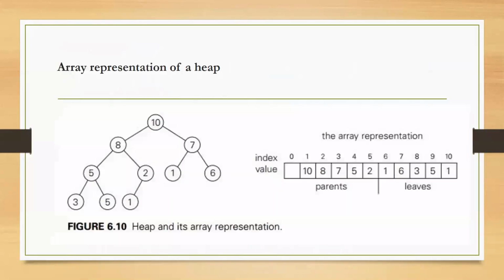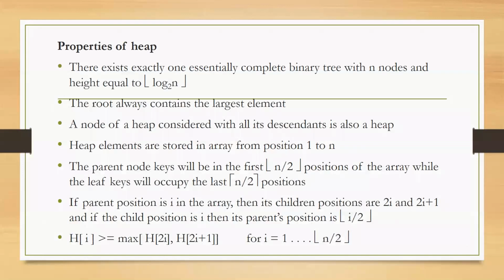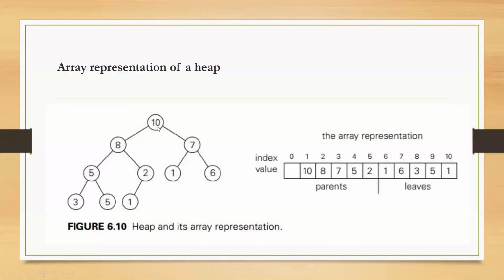For example, what is the value of n here? n is 10. If you take the logarithm, log of 10, it will be around 3 point something, 3.4 or 3.2 like that. If you take the floor of that, the whole number is 3. That gives the height of the tree. Sorry, it is not 3, it is 2. The height of this tree is 2. So it is level 0, level 1, level 2, level 3. So it is level 3. Therefore, the height is 3.